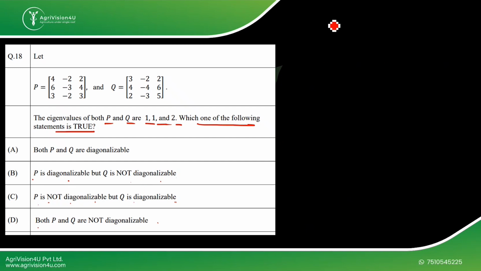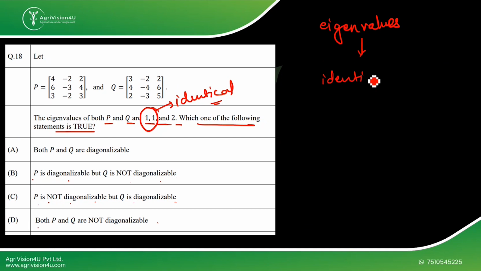So first, what is given to us? The eigenvalues are given to us. As you can see, two eigenvalues are identical, right? Identical. So now you can remember that if we have two identical eigenvalues, then we have to check whether the matrix is diagonalizable or not. It may or may not be.